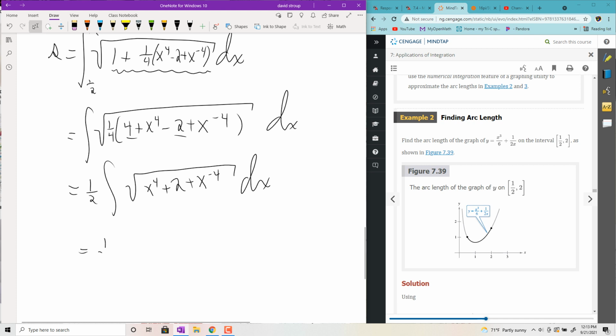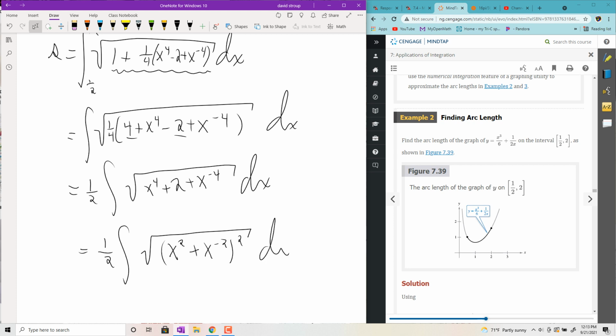So you can factor that into a product of two of the same binomial. So in particular, it's x squared plus x to the negative 2, squared. If you don't believe me, you could FOIL that out. You'll get x to the 4th plus 1 plus x to the negative 4th. And of course, that's where you started.